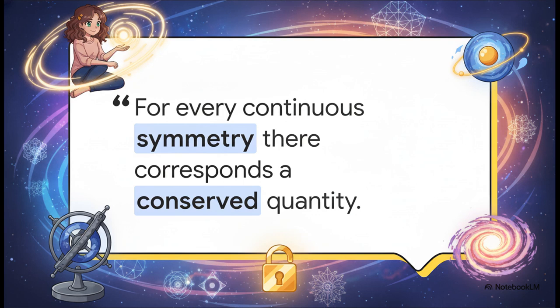And finally, Part 5, Symmetry and Noether's Theorem. For every continuous symmetry, there corresponds a conserved quantity. Noether's brilliant theorem reveals that the stability of our physical world isn't just random luck. It's dictated by the fundamental symmetries of the universe itself. This is arguably one of the most profoundly beautiful insights in all of physics. It tells us that conservation laws aren't just arbitrary rules made up by scientists. They are the direct, unavoidable mathematical consequence of the universe possessing symmetry.